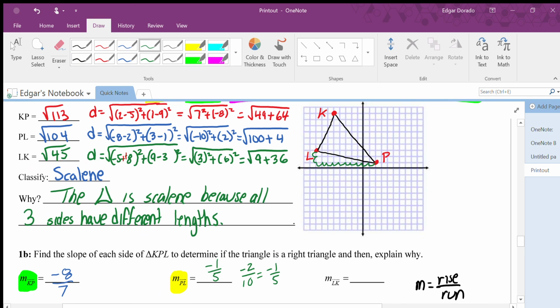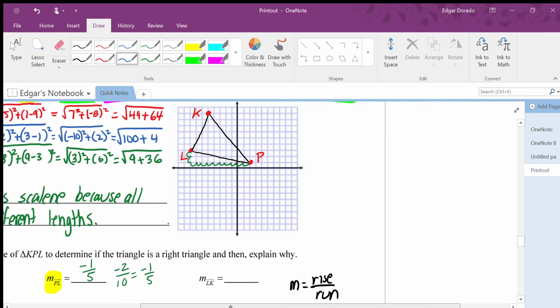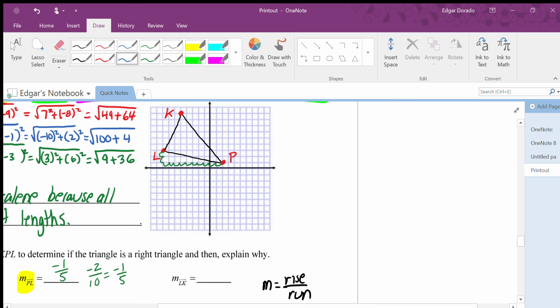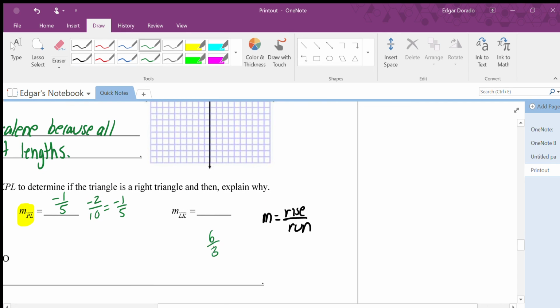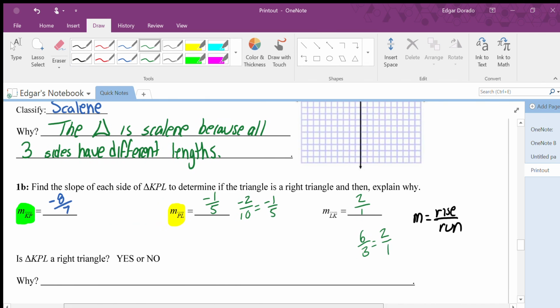Okay. And I'm actually going to redo this so it looks a little nicer. Alright, those are my two slopes. And then finally, I want to know my slope for LK. So I'm going to start from L. I'm going to go up 1, 2, 3, 4, 5, 6. So up 6 and to the right 3. So my rise over run is 6 over 3, which just reduces to 2 over 1. And again, you might say just 2, but I like to keep them as fractions.